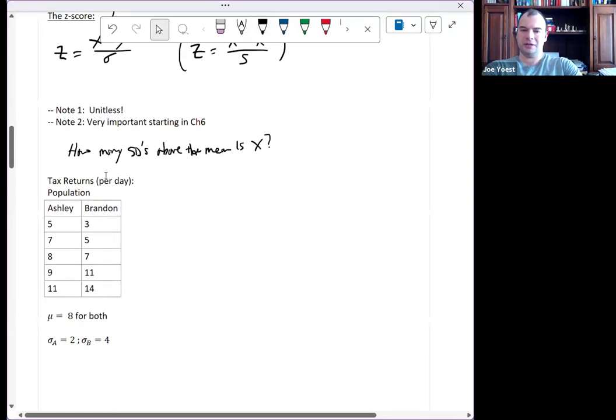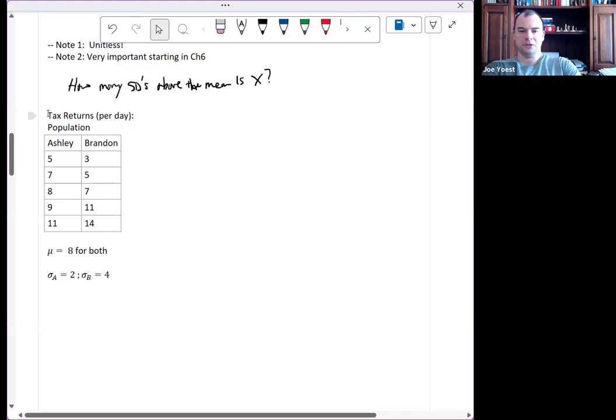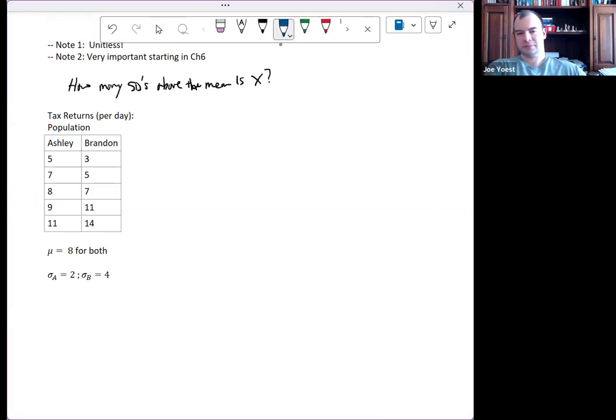Let's look at a couple examples, and we'll revisit this statement in the context of a couple examples. So remember our tax returns per day examples with Ashley and Brandon. Remember the mean was 8 for both, and Ashley's standard deviation was 2, while Brandon's was 4. So maybe I'm looking at the Ashley data set, and I'm curious about Ashley's best performance day, 11. So maybe I'll write x sub a for Ashley equals 11. And I'll compute the z-score for this. So z is 11 minus, we need Ashley's mean, which was 8, divided by Ashley's standard deviation, which was 2. So that's 3/2, or that's 1.5.